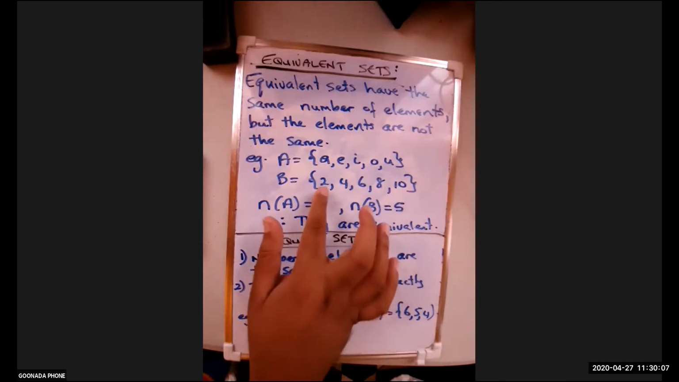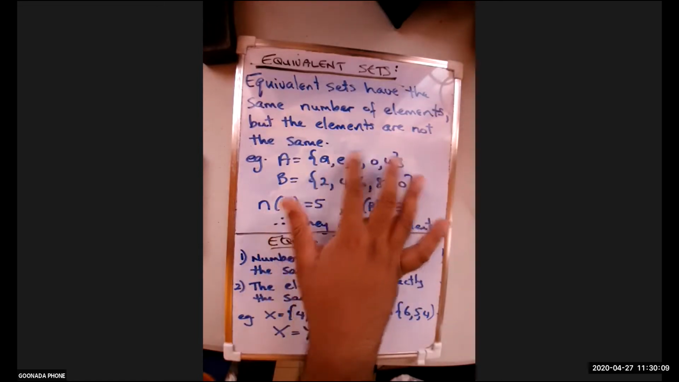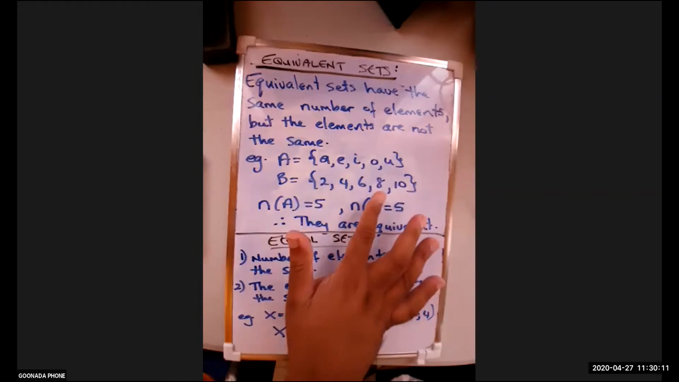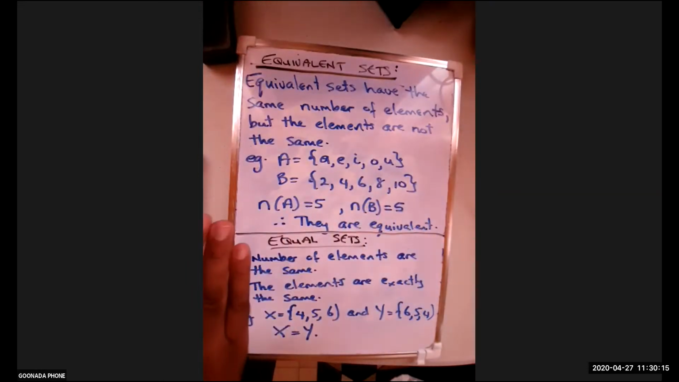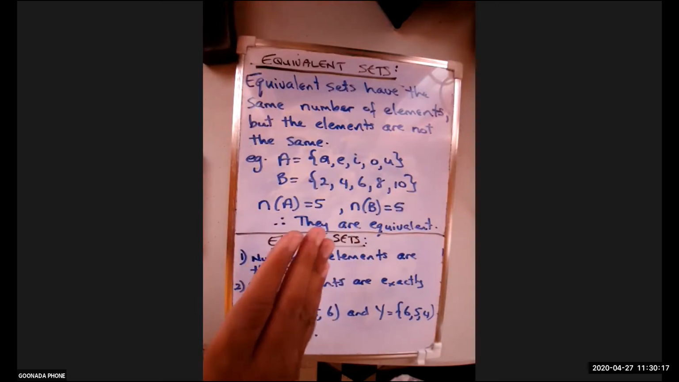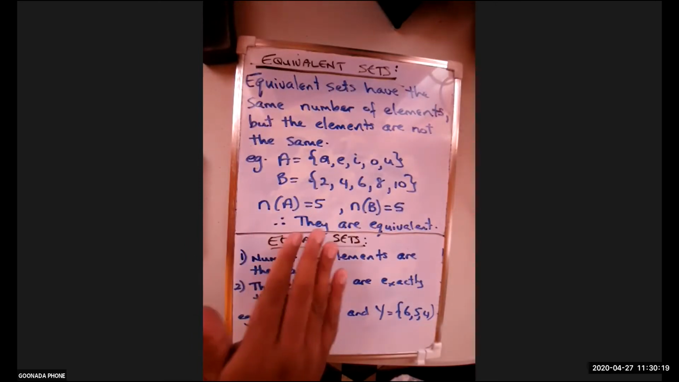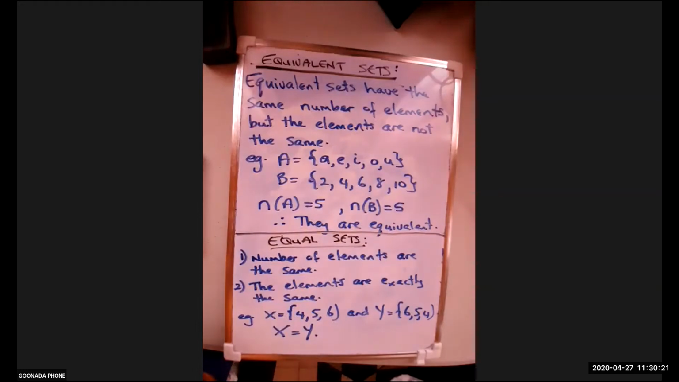Now the elements in the set, they are not the same. This is letters, this is numbers, right? So what is common between all of them is that the number of elements are the same. So because the number of elements are the same, these sets are said to be equivalent, right? Now let's look at equal sets now. For two sets to be equal, they must have the same number of elements, and the elements are exactly the same.